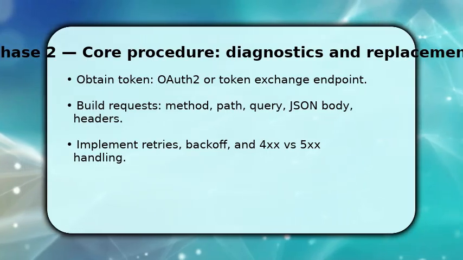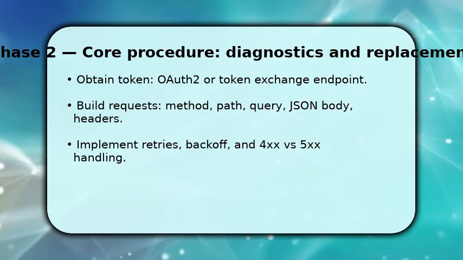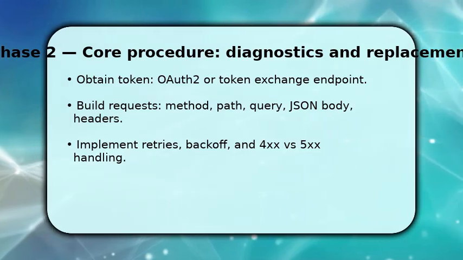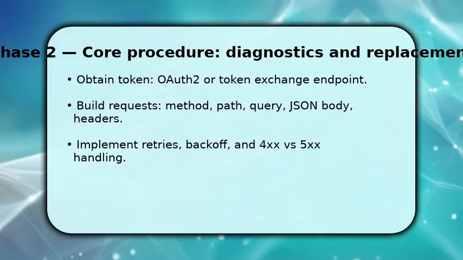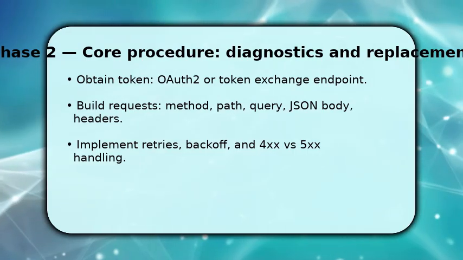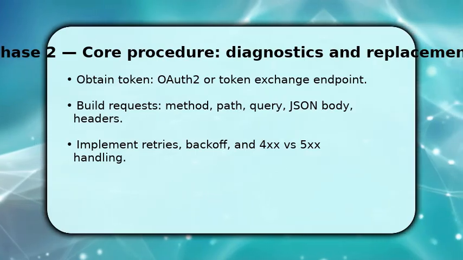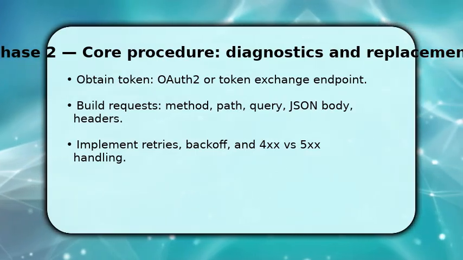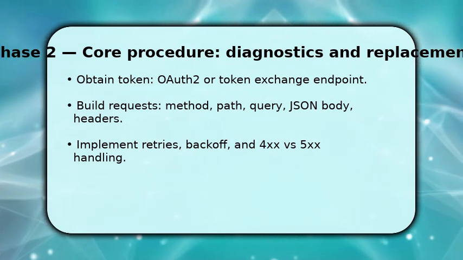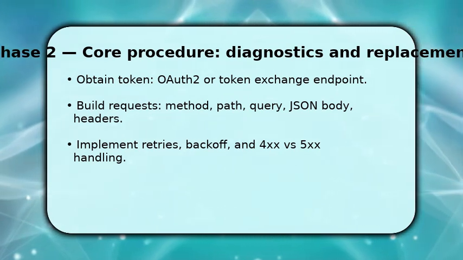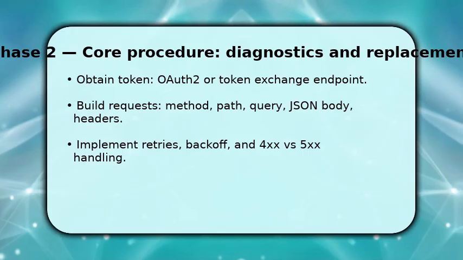Next, craft requests carefully. Choose GET or POST, include path parameters, query strings, and JSON bodies. Set authorization, bearer token. Implement retries with exponential backoff for transient 5xx errors and treat 4xx as client errors to fix input. Once request shapes match docs, start mapping responses to your data models and log both requests and responses.